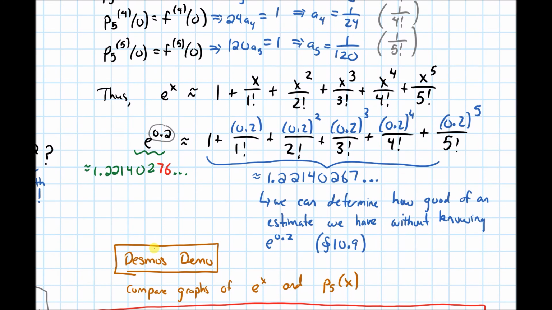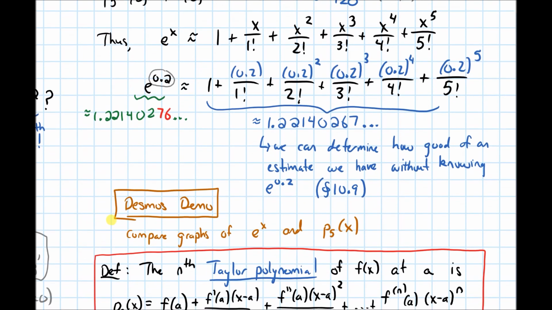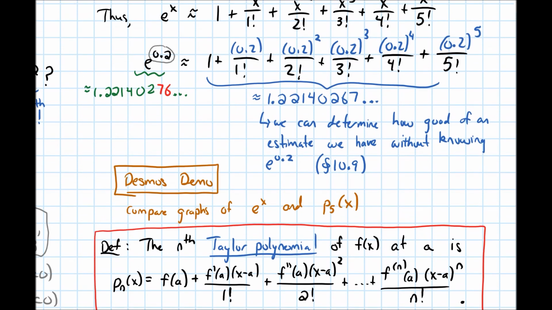All right, so there's a Desmos demonstration that I want to do to show you graphically what this polynomial approximation looks like and how good of an approximation to e to the x it is. But I'm going to save that for the following video. So I want to end with just a more general definition. So this is the definition of the nth Taylor polynomial of a function f of x at a.